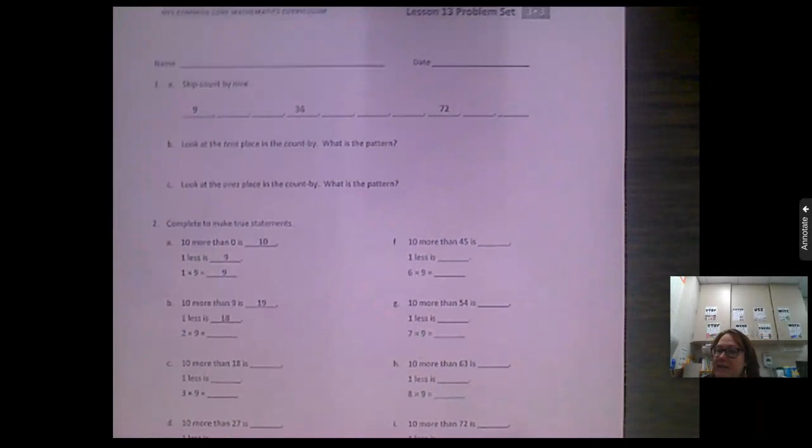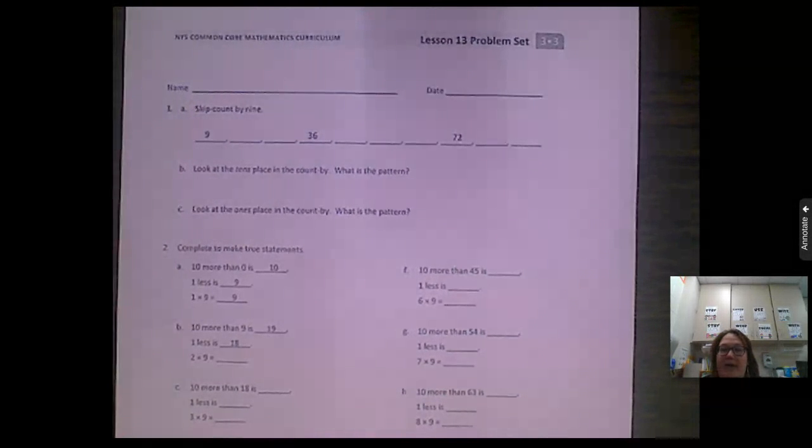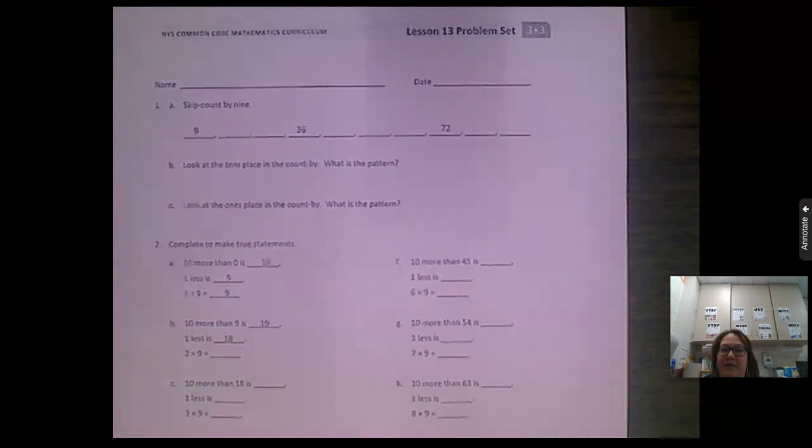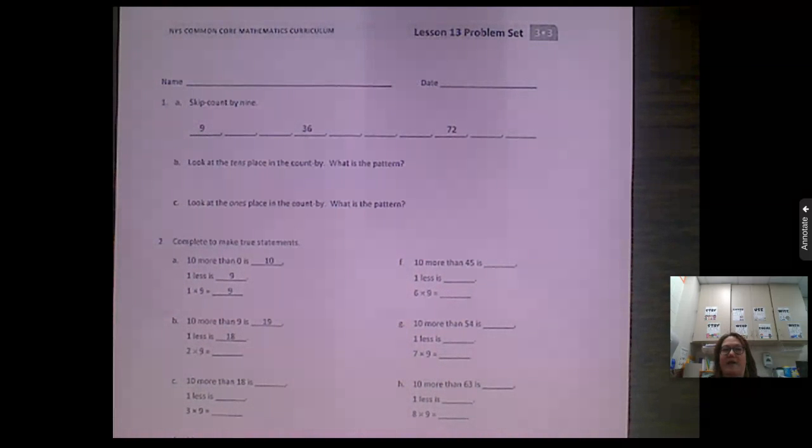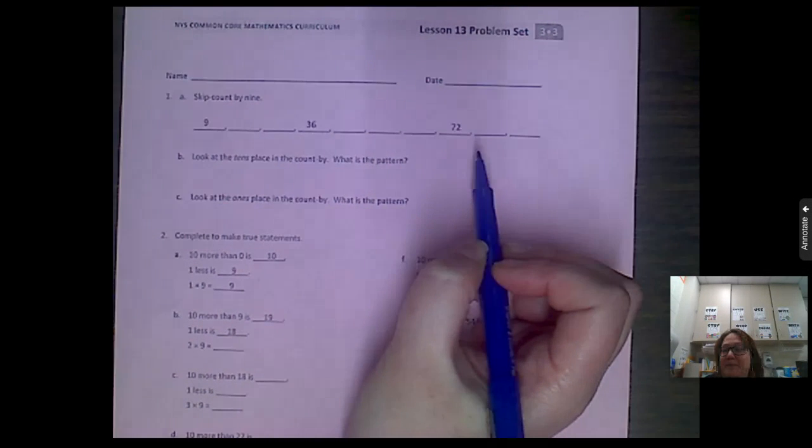Okay, so in your problem set today, go ahead and put your name and date at the top if you don't already have it. If we look today, we are skip counting by 9. So we practiced this last time. Again, you really want to be listening to your skip counting songs, practicing those. We're focusing on the 9s today. So I want to do a slow motion count of our 9s, and then we can fill in our count by up top here, okay?